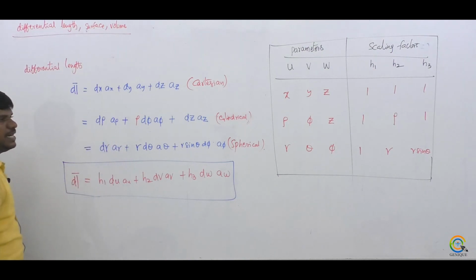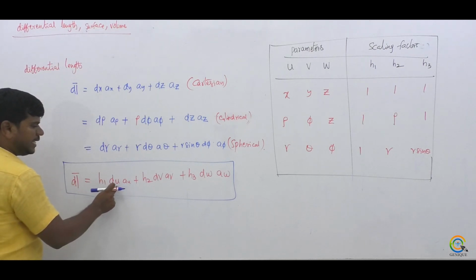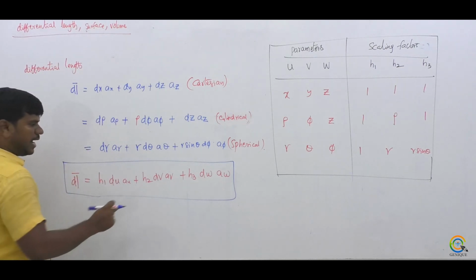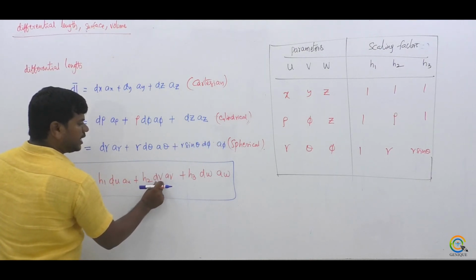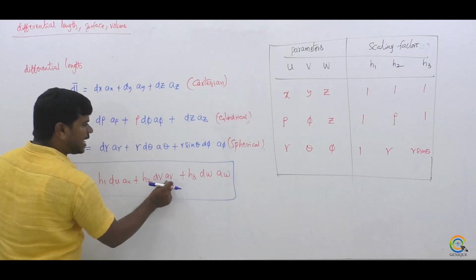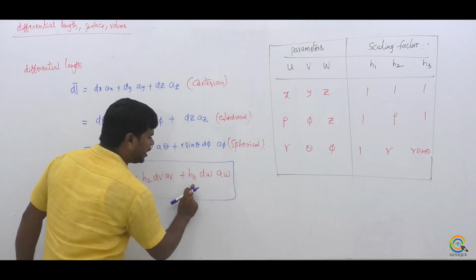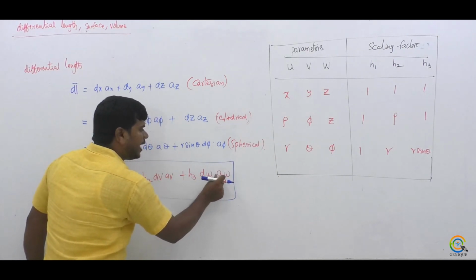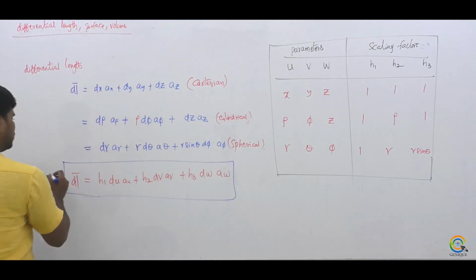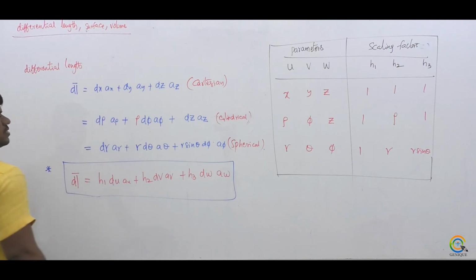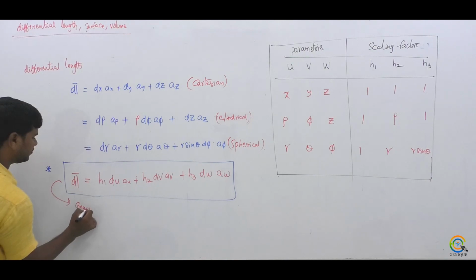Okay. Suppose I want to write the differential length in terms of the spherical coordinate system: h1 is 1 into dr ar, and h2 is r into d theta a theta. Next, h3 is r sin theta into d phi a phi. Simple. So you have to remember this kind of generalized formula. It is called the generalized formula.